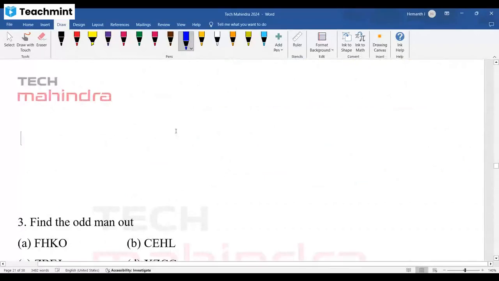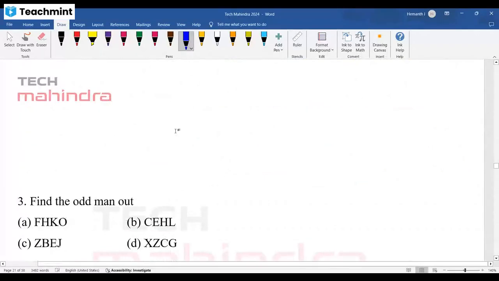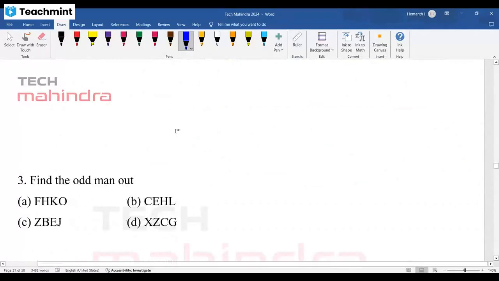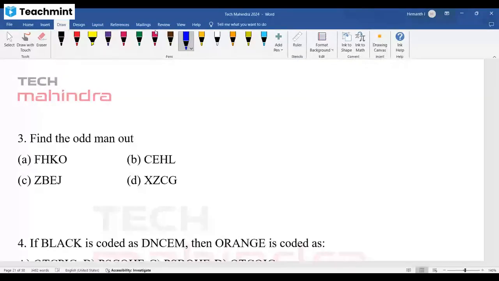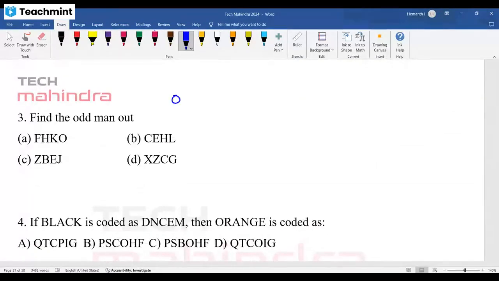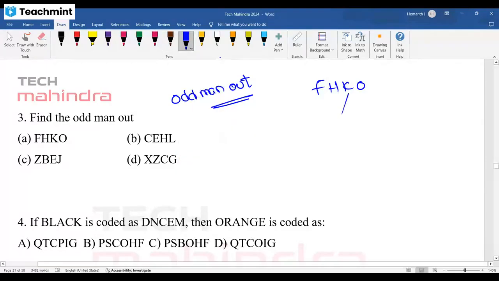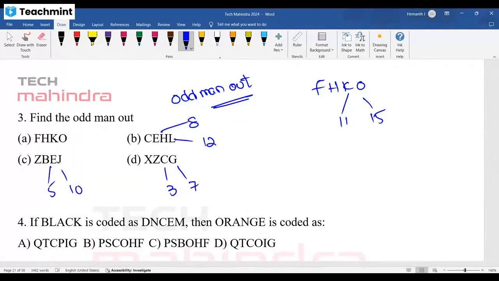Next one, odd one out. Many of you are very familiar with this odd one out related stuff. We have around half an hour. I think we can complete the reasoning also. Odd one out. You can see FHKO, right? So you see last 2 letters or first 2 letters, middle 2 letters like that. If you observe the last 2 letters, this is 11 and 15, 4 gap. Here 8 and 12, 4 gap. This is 3 and 7, 4 gap. Here 5 and 10, 5 gap. So the odd one out is this.